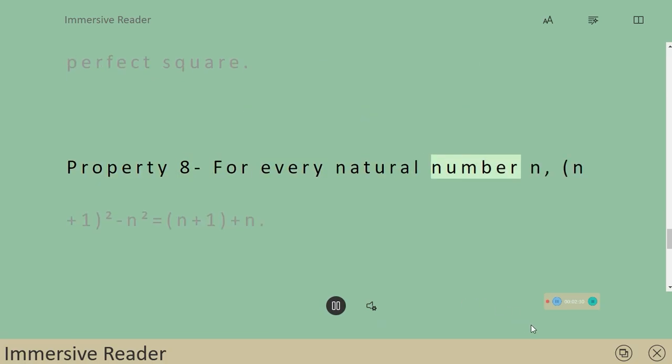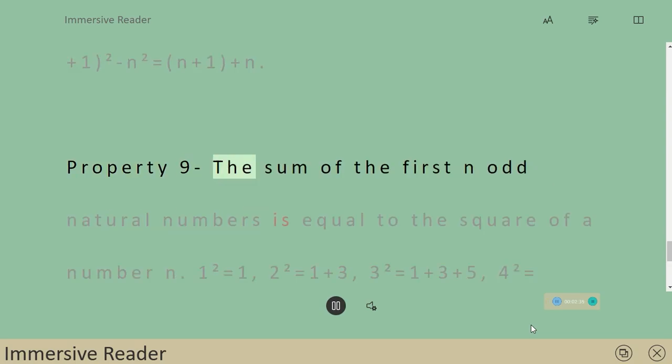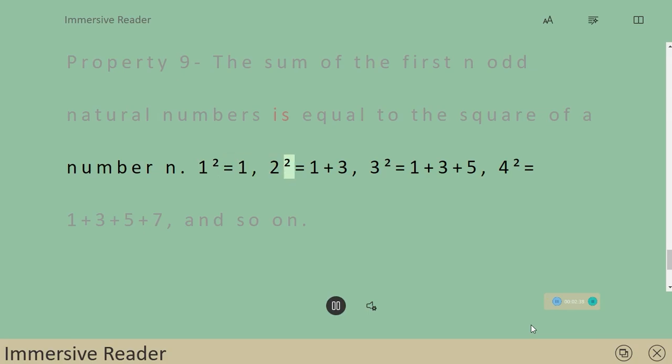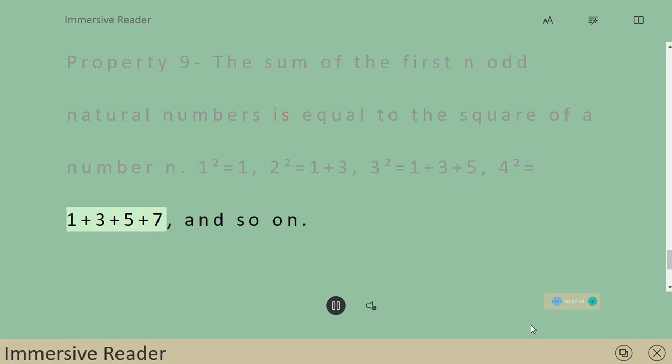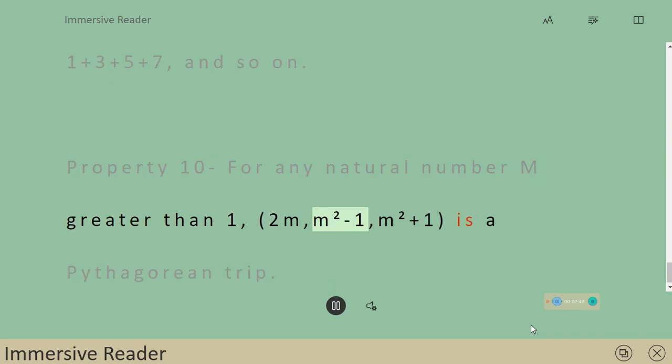Property 8: for every natural number n, (n+1)² − n² = n + (n+1). Property 9: the sum of the first n odd natural numbers is equal to the square of the number n. 1² equals 1, 2² equals 1 plus 3, 3² equals 1 plus 3 plus 5, 4² equals 1 plus 3 plus 5 plus 7, and so on. Property 10: for any natural number m greater than 1, 2m, m²−1, m²+1 is a Pythagorean triplet.